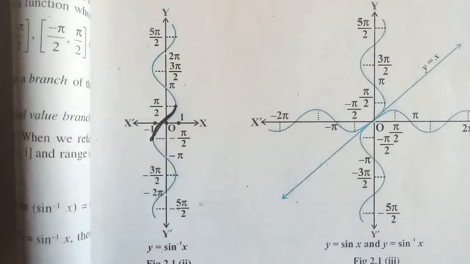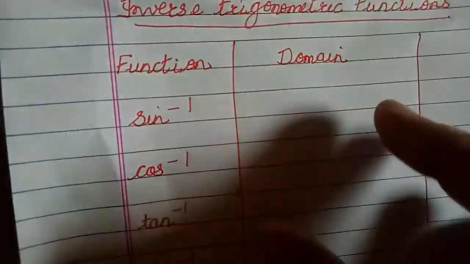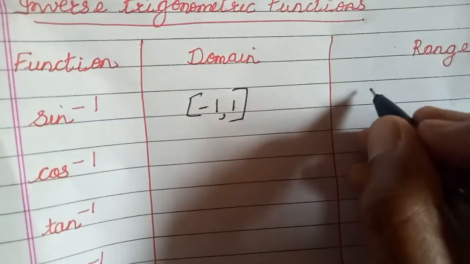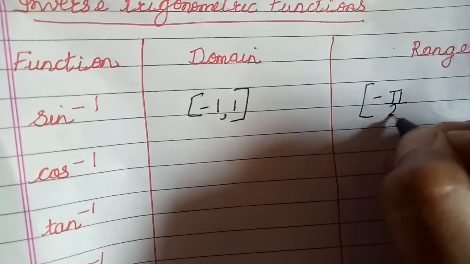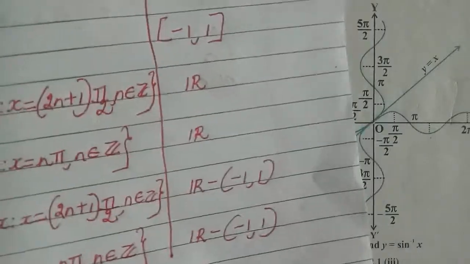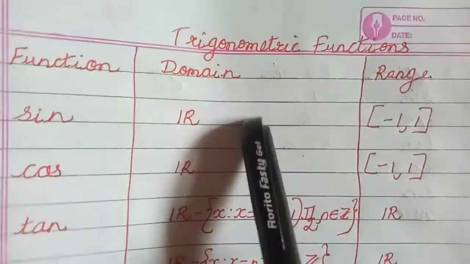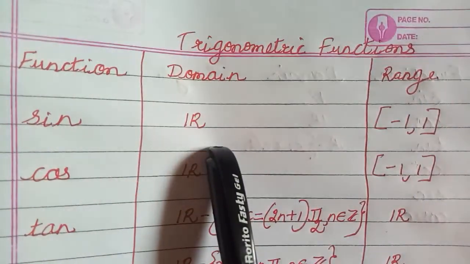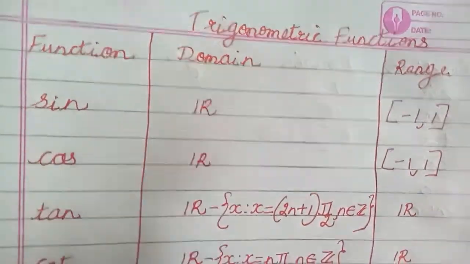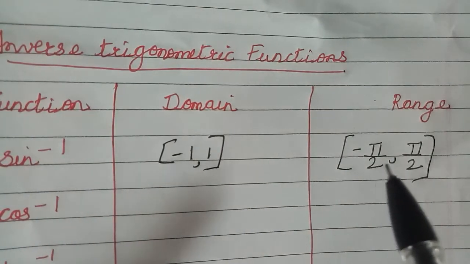So I am going to write my new domain of sine inverse as the closed interval -1 to 1, and the range, as I have shown you, is -pi/2 to pi/2. You can see that in the first one it was R, and the codomain was -1 to 1. Now when I change it, the range becomes the domain and the domain becomes the range, with specific conditions. Otherwise sine will not have a sine inverse. So the new domain is the closed interval -1 to 1 and the range is -pi/2 to pi/2.